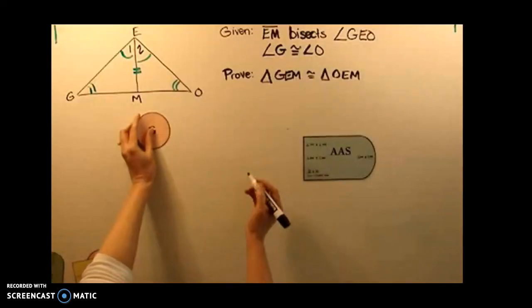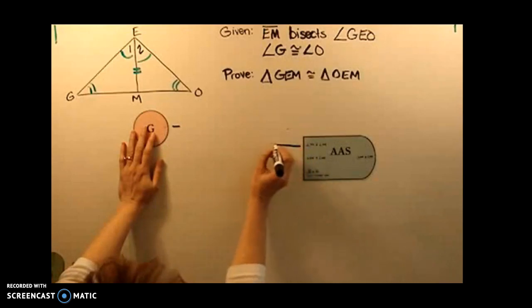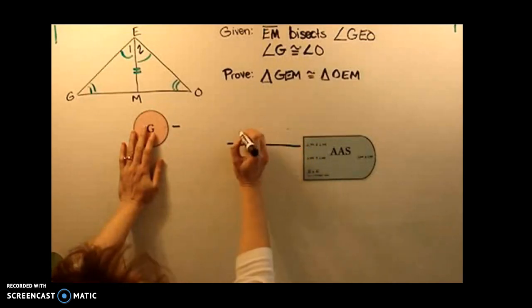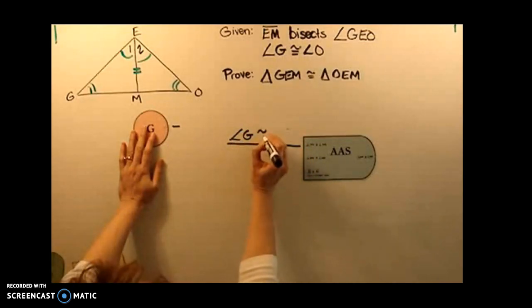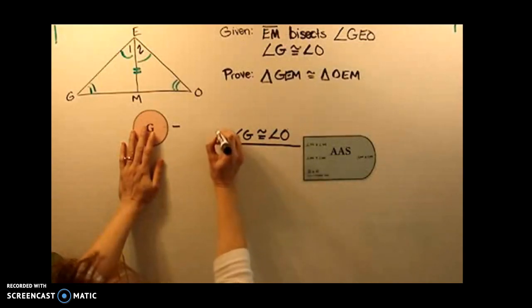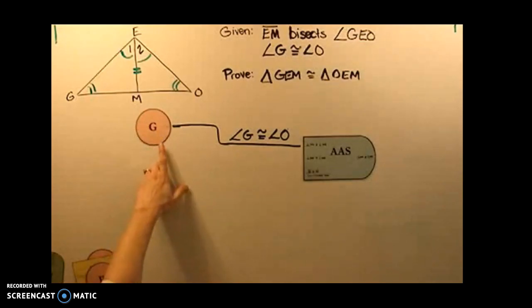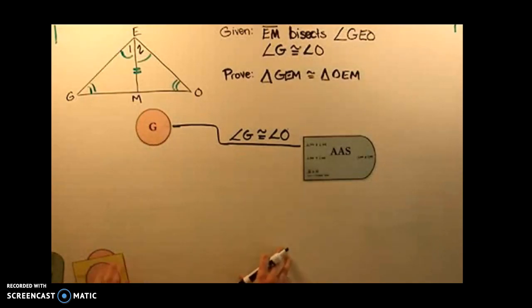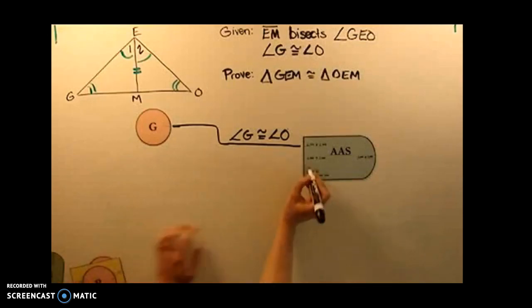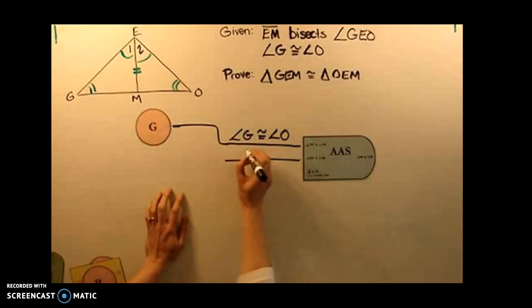The first part I was given is that angle G is congruent to angle O. I start with that because it's the easiest, and it came directly from the given information. So I'm just going to hook it up to a given block. Then, our second angle pair, AAS, angle 1 is congruent to angle 2.